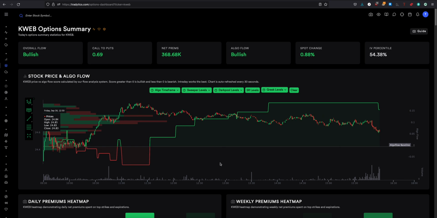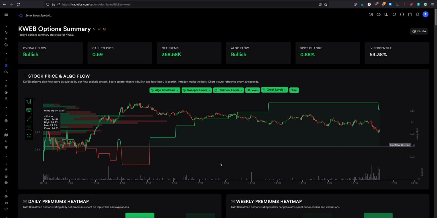And a divergence in Algo Flow means that the flow is telling you one thing, whether that's bearish or bullish, but the stock is doing the opposite. And why this is great is because you can start to get ahead of a move that could be coming based on the flow.